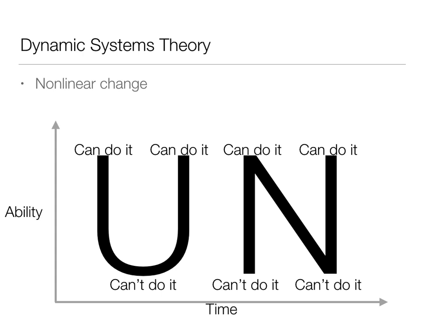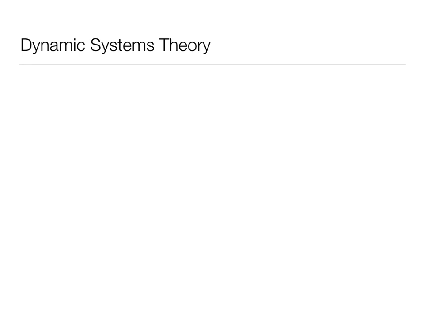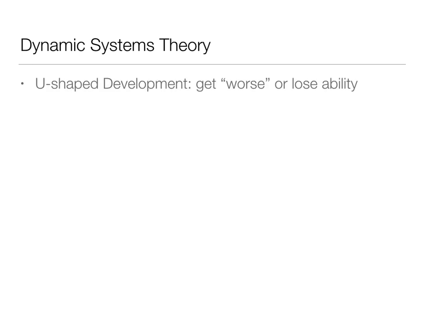And both of these really support this idea of nonlinear change in dynamic systems, that changes in one level of a different system can create this nonlinear change in a specific ability. And again, it's about this reorganization of the system that's causing these changes. So again, this U-shaped development, the idea that we get worse or we lose that ability.